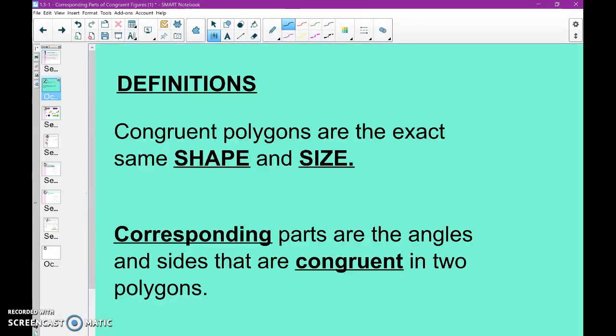So a couple definitions here. First of all, congruent polygons. Polygons is just a name for a many-sided figure. So we have triangles, squares, pentagons, all those fall under polygons. They have to be exactly the same shape and size to be congruent. That means all the angles must be the same and all the sides must be the same. Corresponding parts are the angles and sides that are congruent in two polygons. So they're the ones that are equal in both figures. Make sure you print or pause there and get that copied down.